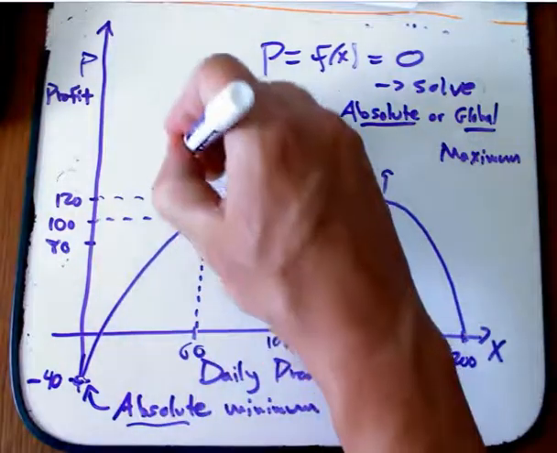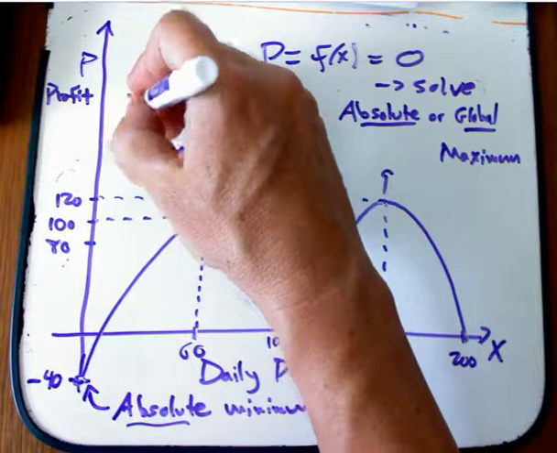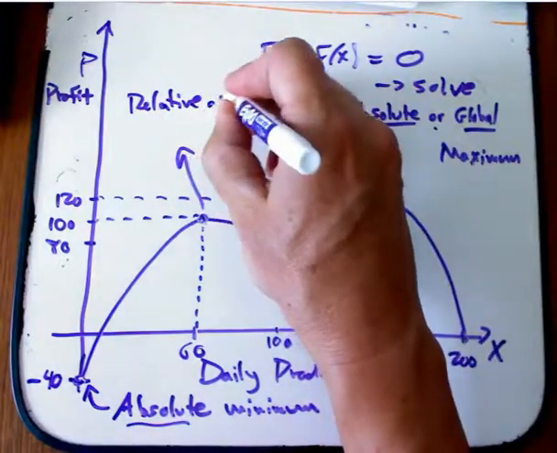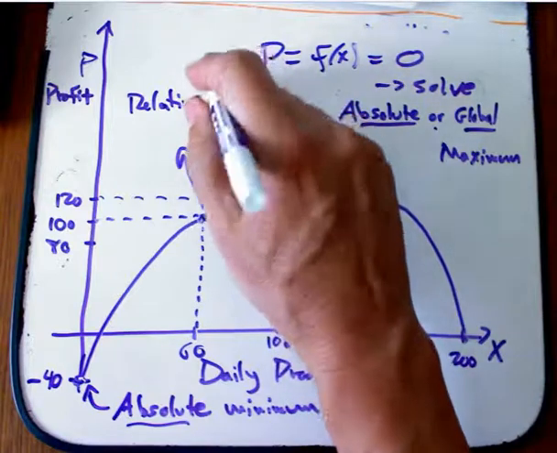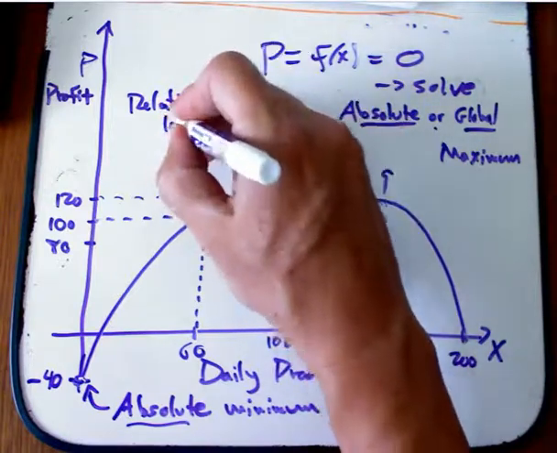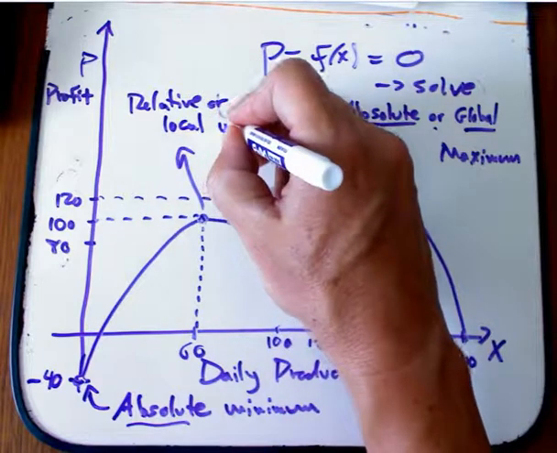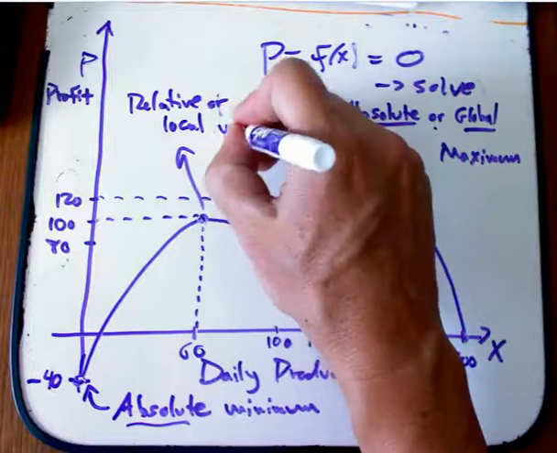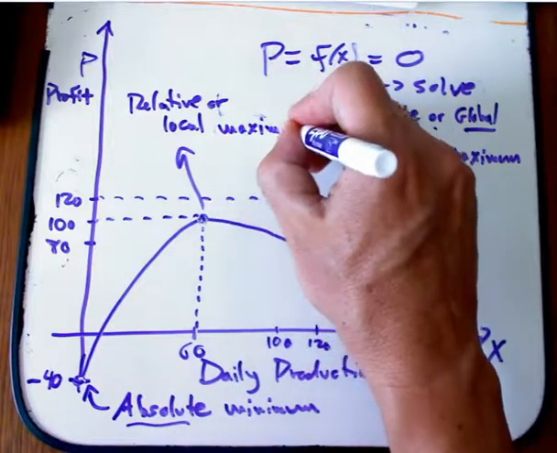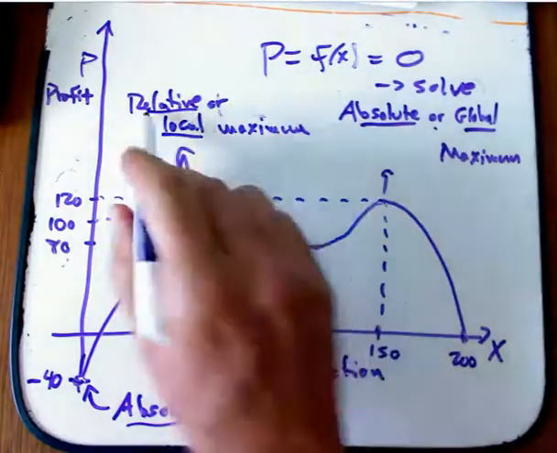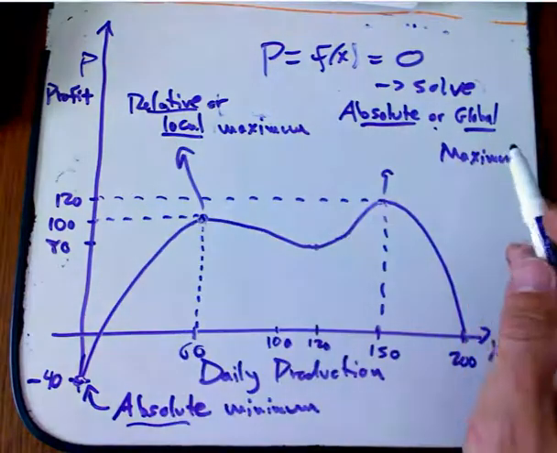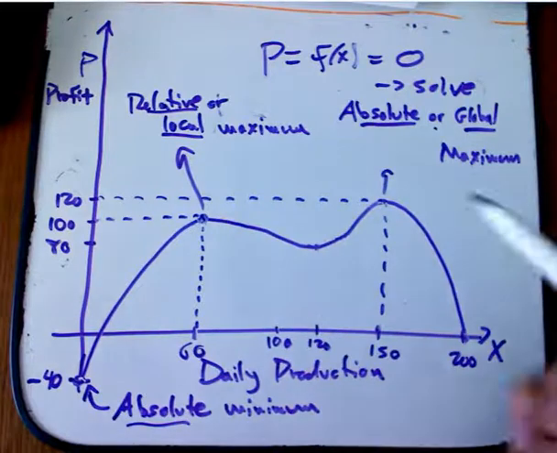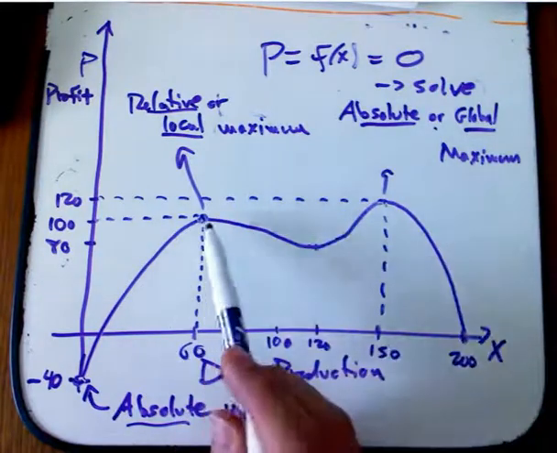And so this would be called a relative, as opposed to absolute, or local maximum. We're still talking about maximum. So relative as opposed to absolute, and local as opposed to global. Any of those 4 words are good, and you should really know them all. Okay. So why would we care about this?